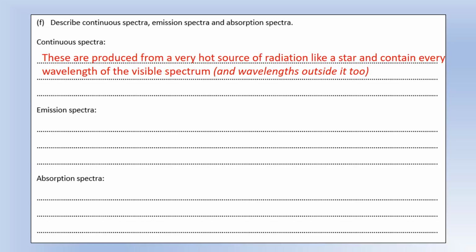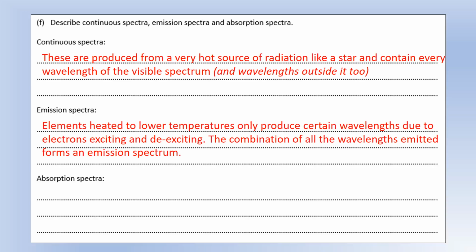Because they're incredibly hot, they emit light of all wavelengths. So if we measure the light from a star, we should see all wavelengths of the visible spectrum, and that's called a continuous spectrum.